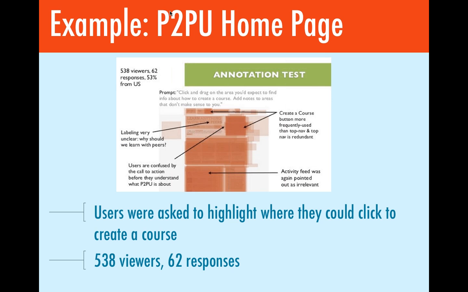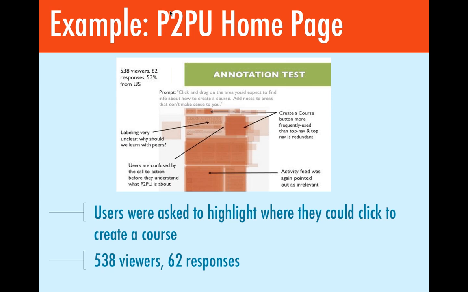So when I was redesigning the P2PU homepage, we asked users where they would highlight to create a course, and within a day we had 538 viewers and 62 responses. And you can see that for the most part, people understood where to create a course, but they were really confused about the redundancy of it. And then they also, without us prompting, put comments about the fact that our labeling about what a peer was very confusing. So we've refined that.